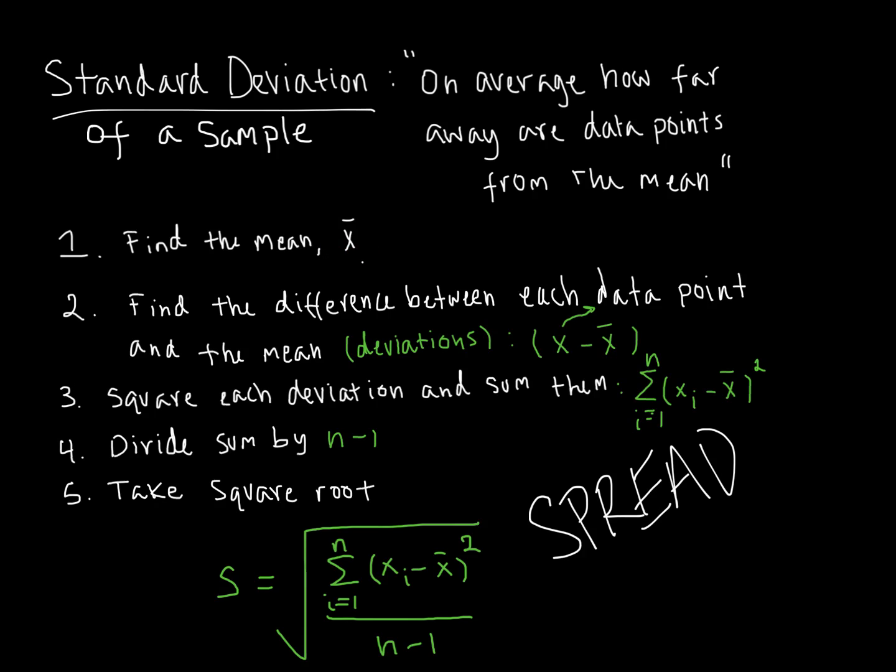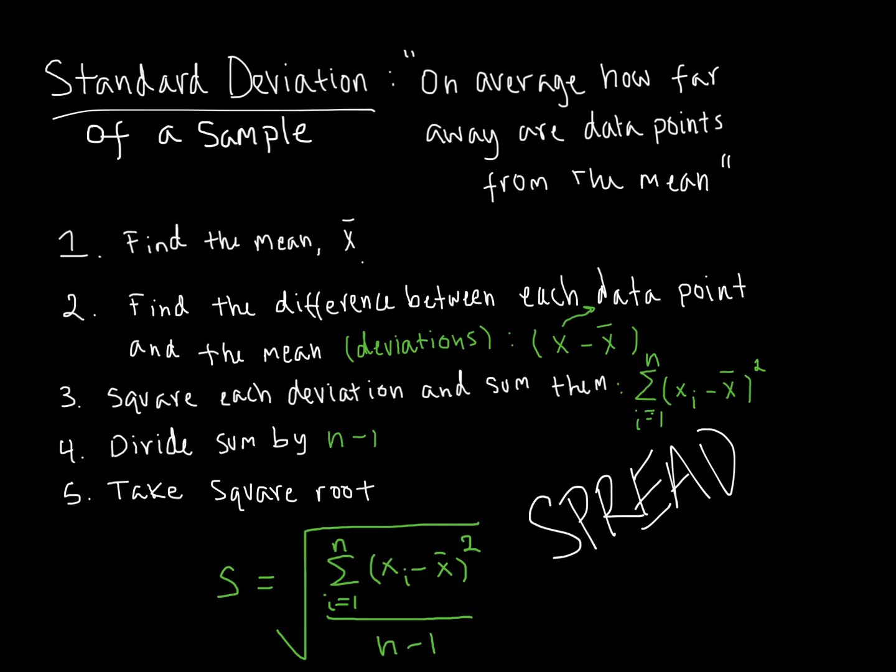I'll first need the mean, because that's what I'm comparing each point to, and then I'm going to find the individual deviations. So for each data point x, the deviation is going to be x minus the mean. I'm going to find that for every single data point. But I might get some negative values, so what I'll need to do is turn them all positive. The way I'm going to do that is I'm going to square them. So I'm actually going to square each deviation and then add them all together.